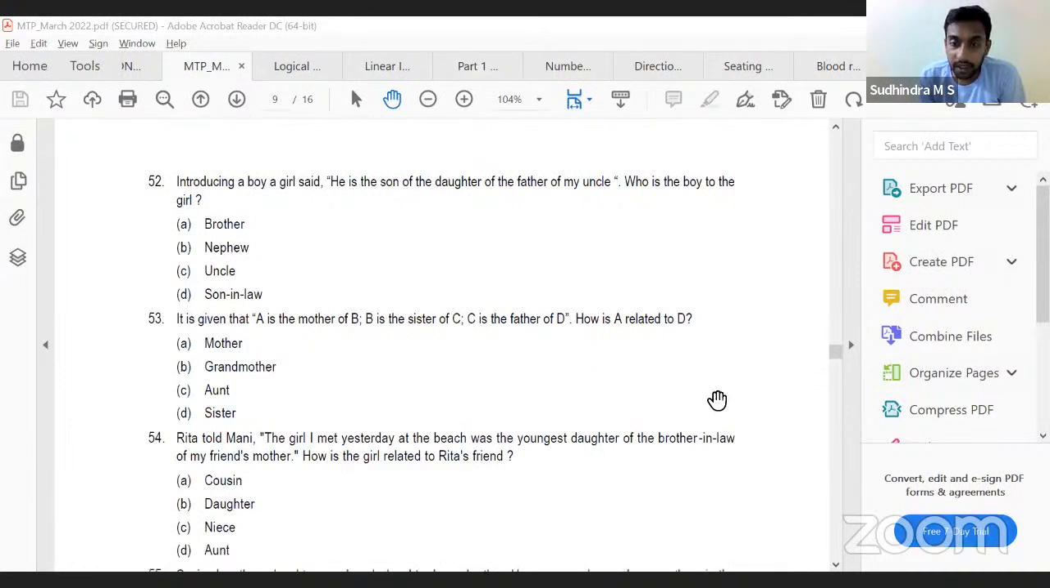Rita told Mani, the girl I met yesterday at the beach was the youngest daughter of the brother-in-law of my friend's mother. How is the girl related to Rita's friend? So they're not talking about Rita's friend. Rita's friend is cousin.